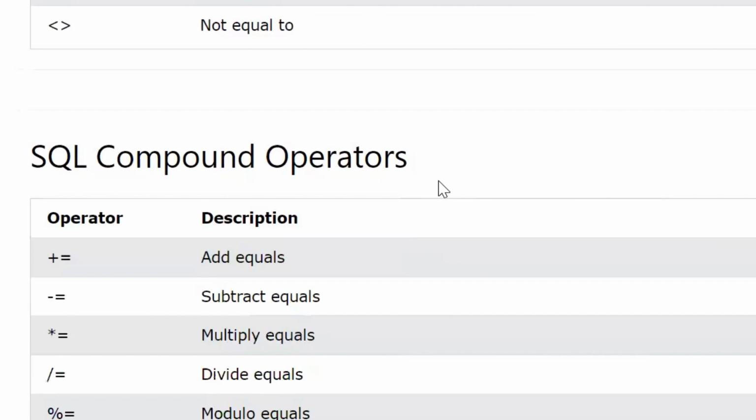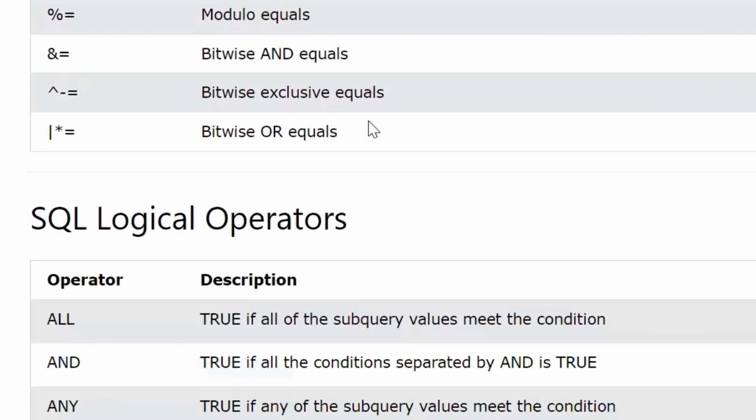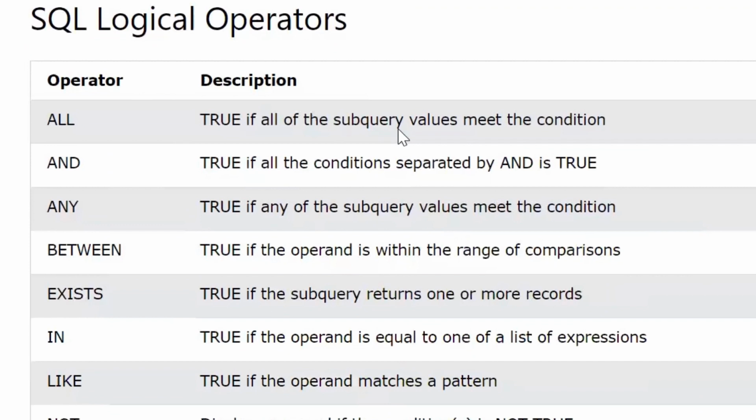Then we have the compound operators. These are operators that are used to compare or perform complex operations in SQL. Then we have the SQL logical operators. These are used to compare queries or subqueries based on given conditions.